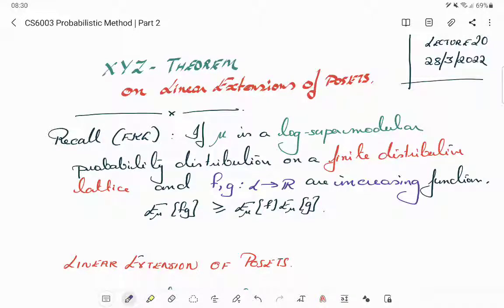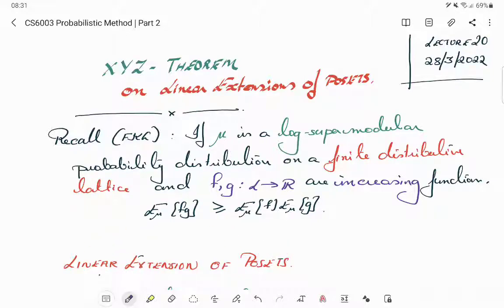To lecture 20. In some sense for me it's a leftover from lecture 19, but I think it's good that we are dealing with this XYZ theorem in a separate lecture, so I can do a slower build-up of the context of the theorem and do the proof in a bit more detailed fashion. Okay, so this XYZ theorem is a theorem about linear extensions of partial orders.